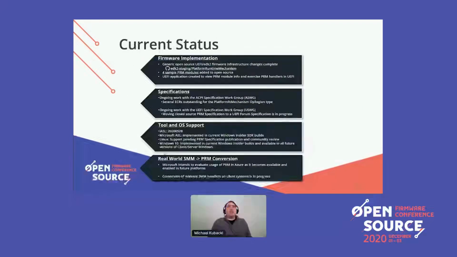And so the current status is, on the firmware side, we have the generic code up on EDK2 staging. That's where we put code that is being staged for the EDK2 project. As I mentioned, the specification here is planned for adoption by the UEFI forum. We have 4 sample modules added there, and that UEFI application to help people get started quickly and easily if they don't have a PRM aware OS.